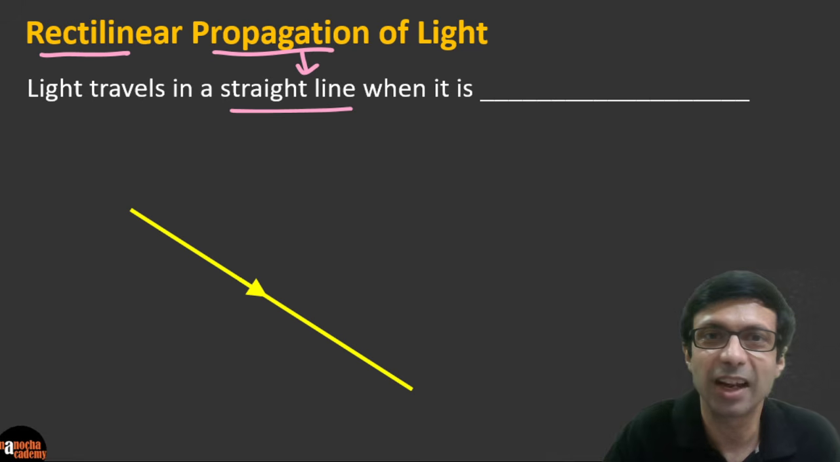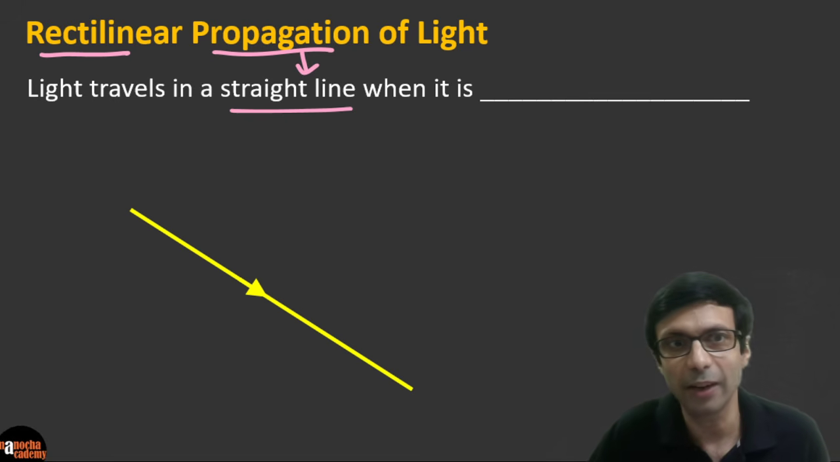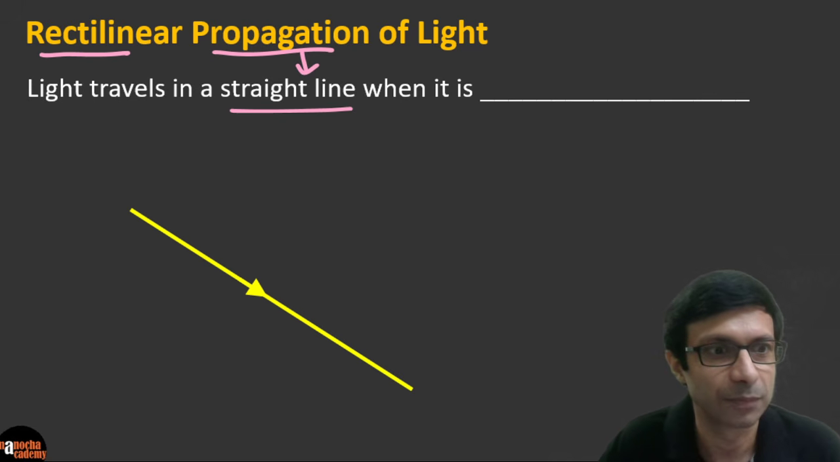So guys, what do you think is the answer of this question? Basically the question is asking, under what condition does light travel in a straight line? Does it always travel in a straight line, or maybe not? So under which condition does it travel in a straight line?